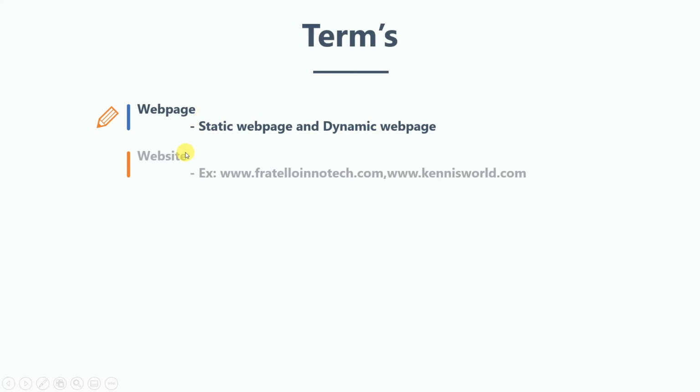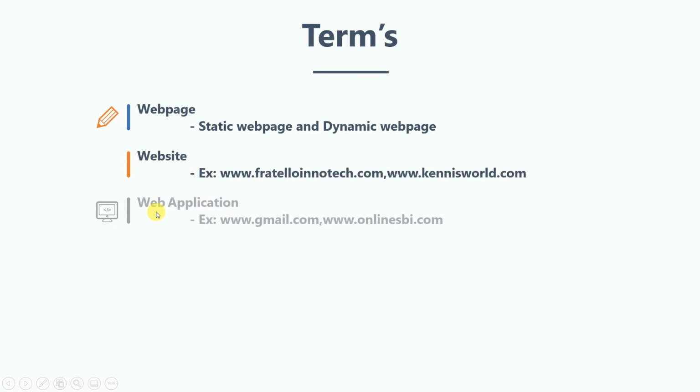And the second term is website. Website is nothing but a collection of web pages. We are designing these web pages by using HTML. If you combine those web pages into one group, that is called a website. But in these websites, there is no communication with the user. So this is called a website, and the examples are www.fratelloinotech.com, canisworld.com. All these are websites because there is no interaction with the user. They are displaying the content. We have to read that. So the content is readable, not changeable. That's why these are websites.